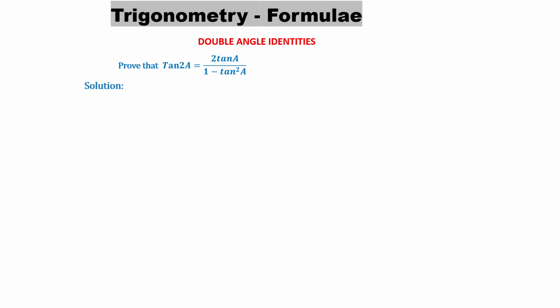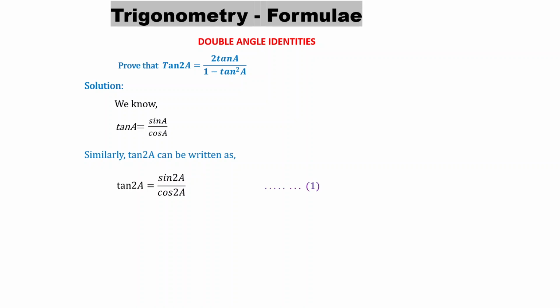Now the solution. We know that tan a is equal to sin a divided by cos a by the ratios. Similarly, tan 2a can be written as tan 2a is equal to sin 2a divided by cos 2a. This single angle 2a is a double angle, so that is what the term refers to. We call this equation 1.